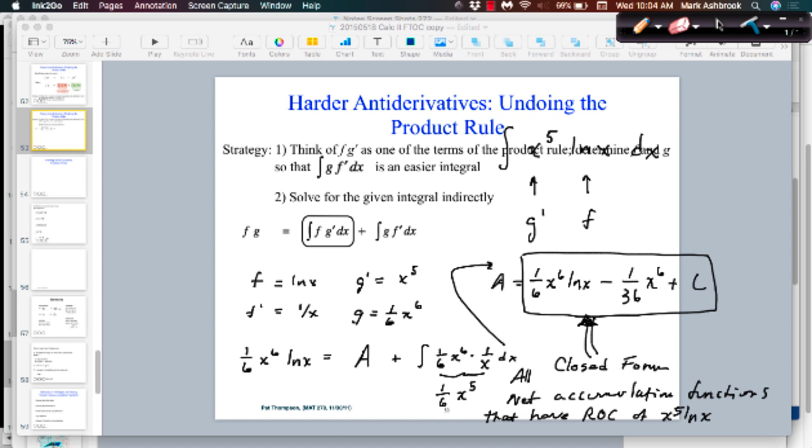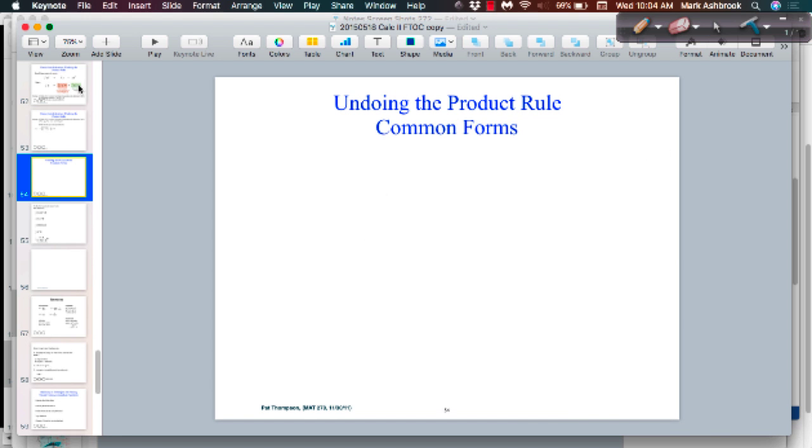Okay, so let's summarize the common forms here. So undoing the product rule, there are some common forms, the ones we've seen before, and these are your tip-off that you're going to use this technique. Okay, first one is some power of x times sine of kx, where k is some constant. And how many times of undoing the product rule will it take to get this? N times, right?